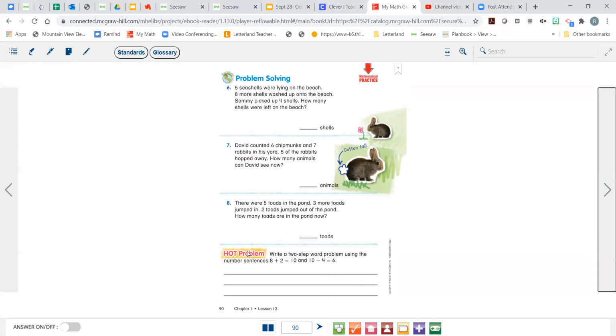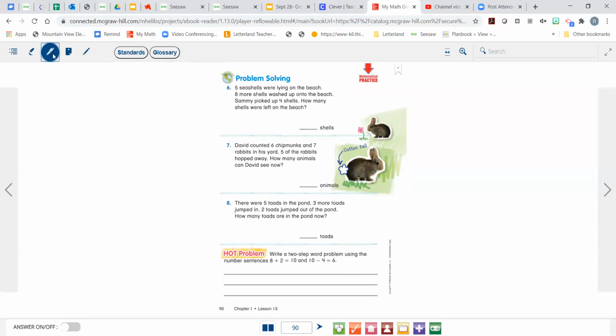Now let's take a look at the hot problem. We had a hot problem yesterday. It says write a 2-step word problem using these number sentences: 8 plus 2 equals 10 and 10 minus 4 equals 6. So what they're doing here is the opposite. Here you were writing the 2 number sentences from the word problem. Here they're giving you the number sentences and you're going to write the word problem for it.